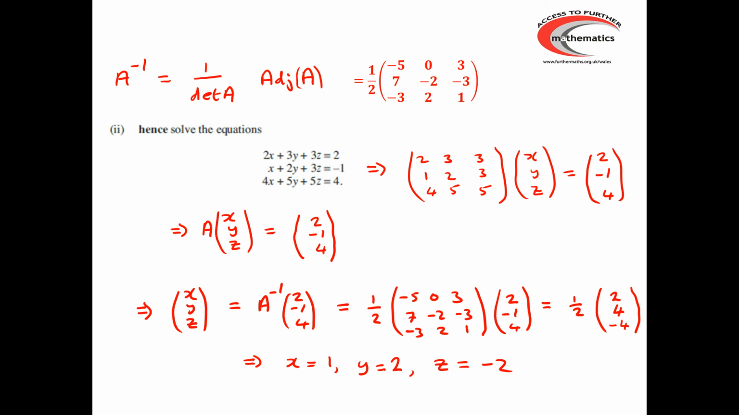Let's now move on to a second example, which comes from the January 2011 paper. We have a system of equations. We're told that the equations are consistent. That means the system of equations certainly has some solutions, and we've got to find the general solution of this system of equations.